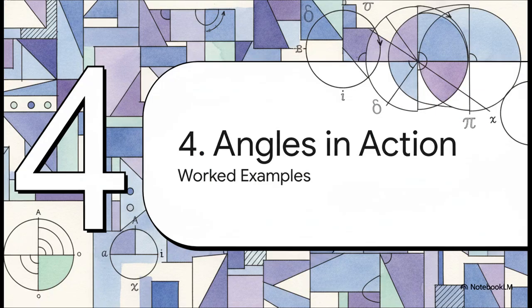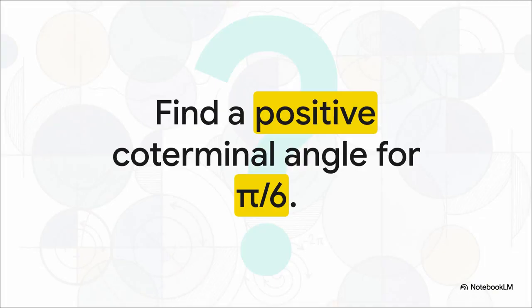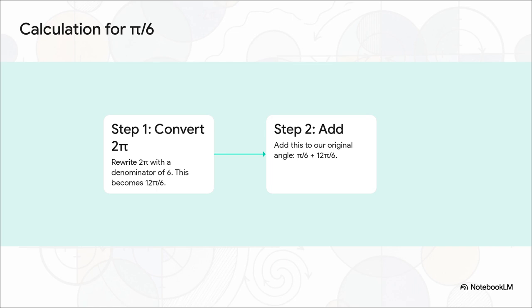Okay, enough with the theory. It's time to see how this works in practice. Let's do a few examples, and we'll start off easy and then ramp it up. All right, let's kick things off with a basic one. We've got the angle pi over 6, and our mission is to find another positive angle that stops at the same place. Since we want a positive angle, the easiest thing to do is just add 1 full rotation. So we add 2 pi.